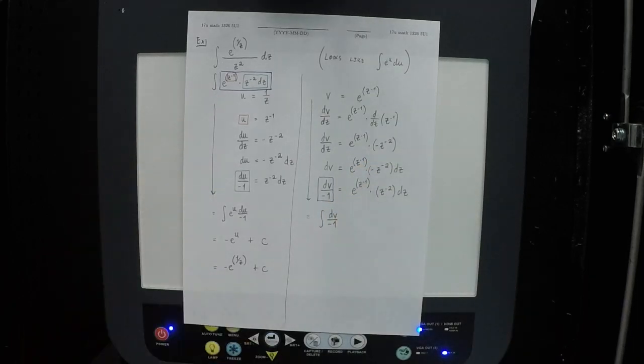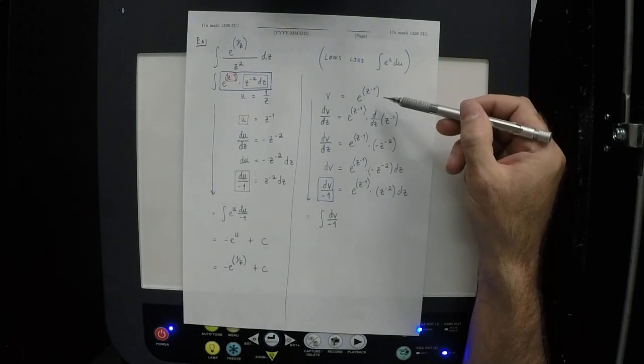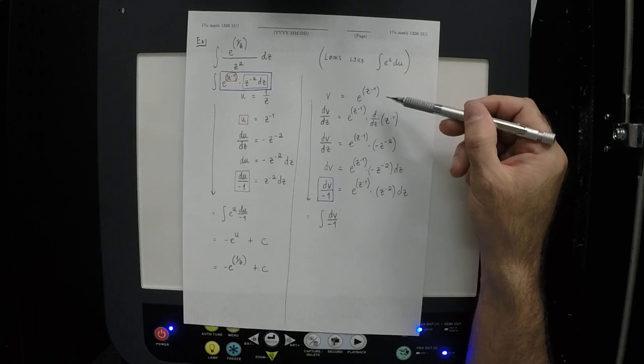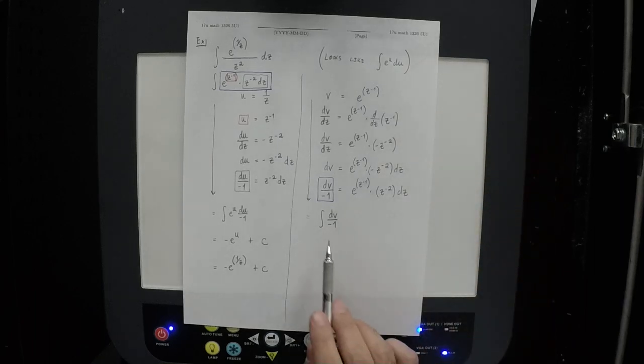Now, I think the thing that you might be worried about is that, well, we didn't do any... What did we do with that? Well, nothing. That's fine. You just don't need to do anything with it, because we covered all of the variables and all of the differentials. They're all gone. There's no more z's. It's all v's now.